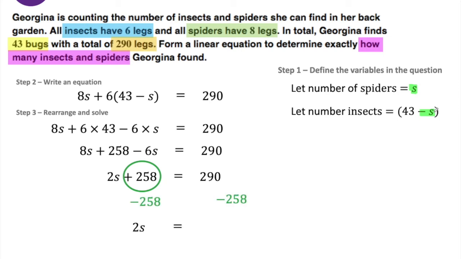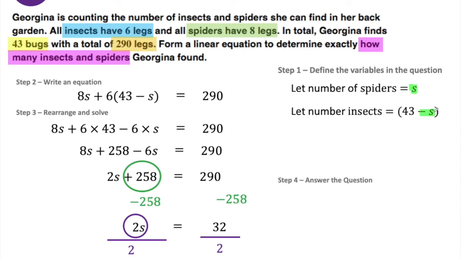So 2S is going to equal 32. Divide by 2 on both sides to get S by itself. So S is going to equal 16. So the number of spiders I have in the garden is 16.